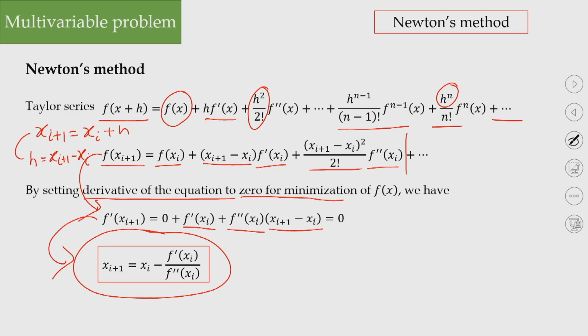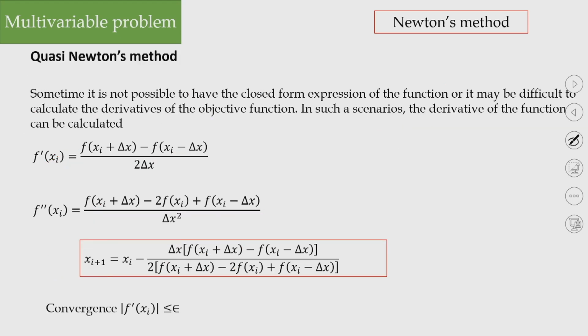So, you can find out the optimal solution iteratively. In the case of a single variable function, I can apply this equation, and after some iterations I will get the optimal solution of this particular problem. Now, in this method, what you have to do? You have to calculate the first derivative as well as the second derivative. We can calculate these using a numerical method.